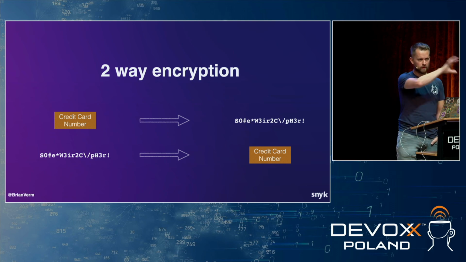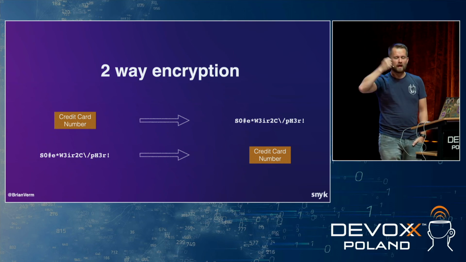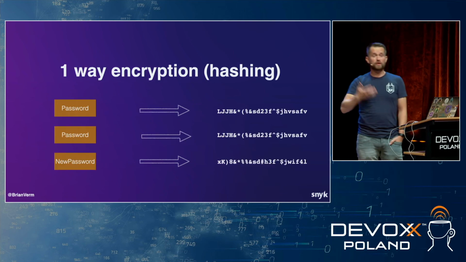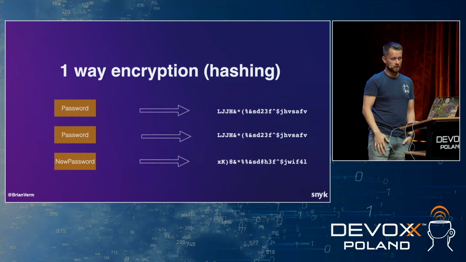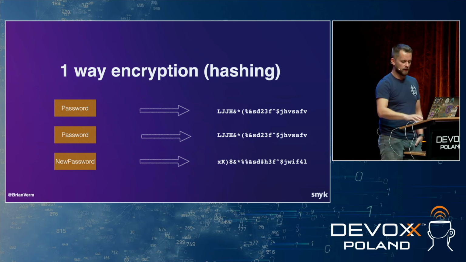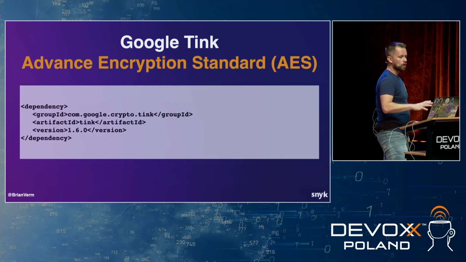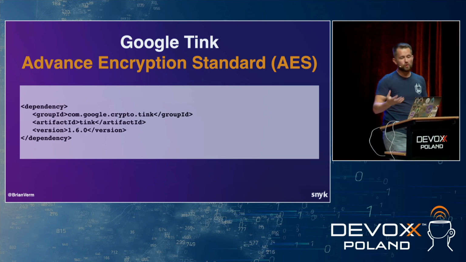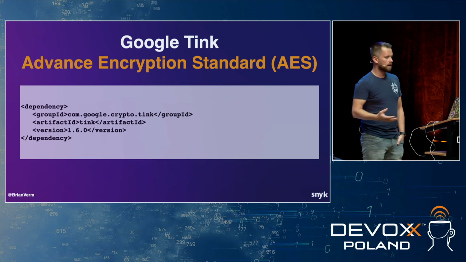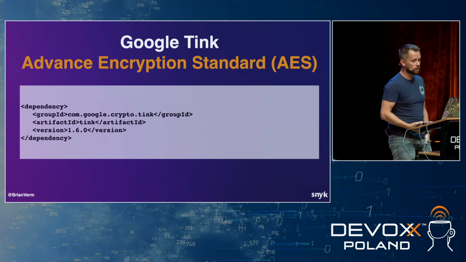We know that. Credit cards, we need to get the actual data back, for instance. And we have one-way encryption, hashing, for instance for passwords. Again, don't write your own encryption, but look at what the current standard is and what's good enough. For instance, for encryption, you can use Google Tink. Tink, now at version 1.6.1, does a great job with the Advanced Encryption Standard, so use that.